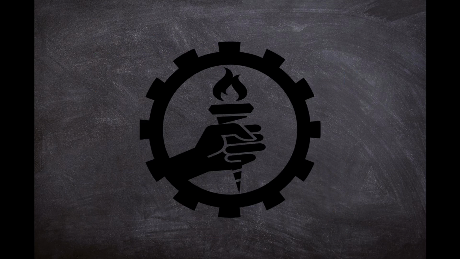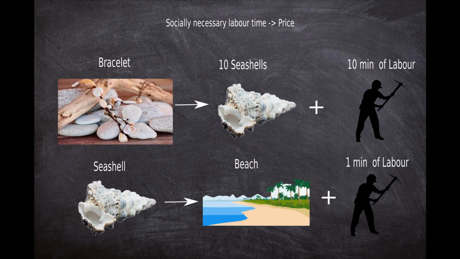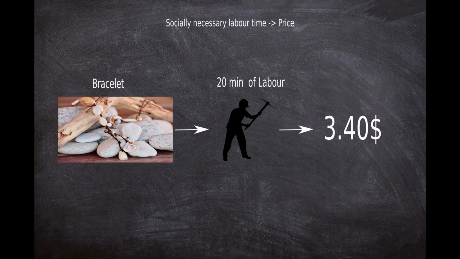So how does socially necessary labor time actually translate into a price? Well, let's say this bracelet of seashells is produced using 10 seashells plus 10 minutes of average labor. Any material in the production process has a socially necessary labor time of its own. So one seashell could, for example, have a socially necessary labor time of 1 minute. So it takes on average 1 minute to collect a seashell at the beach. Well, we have 10 seashells, which would equate to 10 minutes of average labor, plus 10 minutes of labor, which would produce one bracelet. One bracelet would be worth 20 minutes of labor.